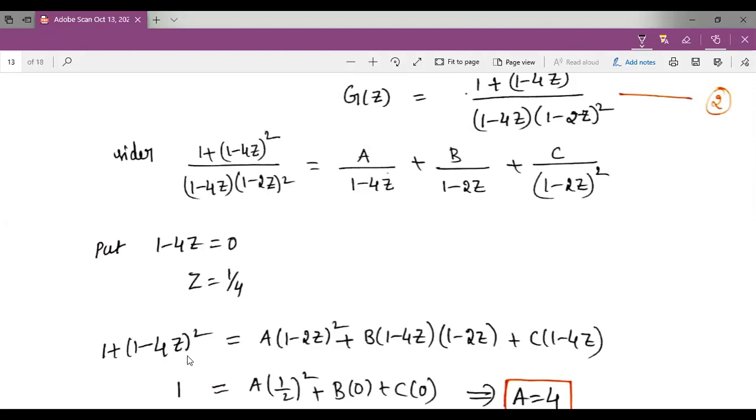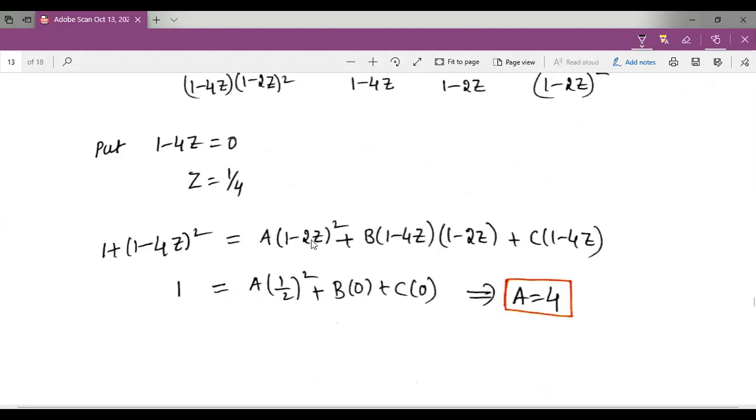So 4 into 1 by 4 is 1, 1 minus 1 is 0. So the remaining value from the left side is 1, that is equal to a into (1 minus 2 into 1 by 4). So 1 by 2. 1 minus 1 by 2 is 1 by 2, remaining (1 by 2) whole square. Plus, 4 into 1 by 4, this term is 0, this term is 0. So we get a into 1 by 4. So from that, a value is equal to 4.